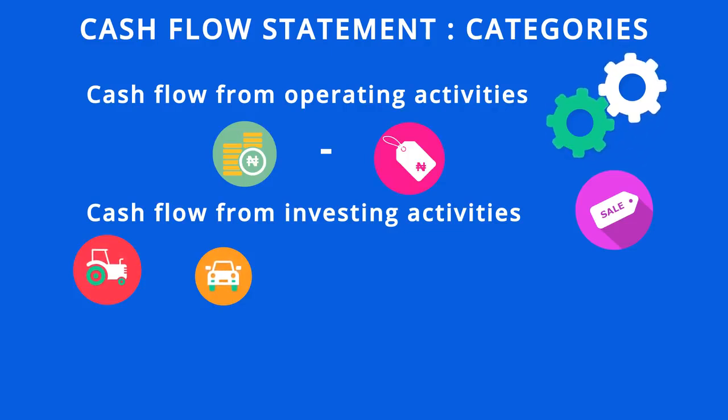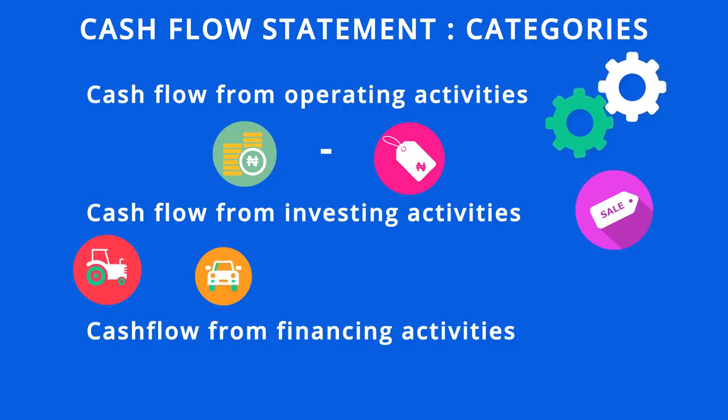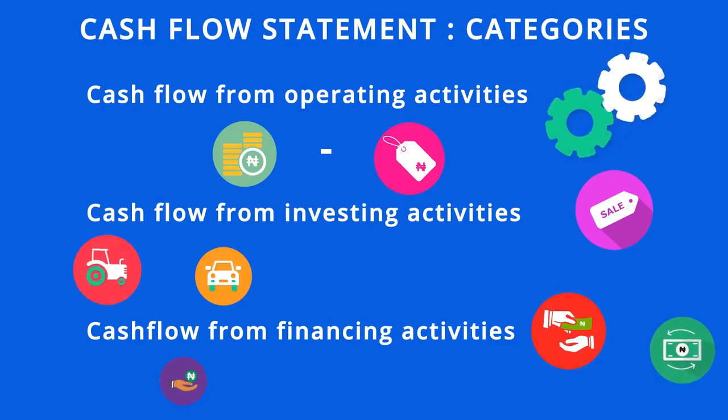The last category is cash flow from financing activities. Cash can come in from lending, cash can come in from additional investors bringing in capital into the business, while cash can go out by repayment of loans or paying back dividend to investors. Those are the three major activities: operating activities, investing activities, financing activities. These are the three activities that define the movement of cash in and out of a business.